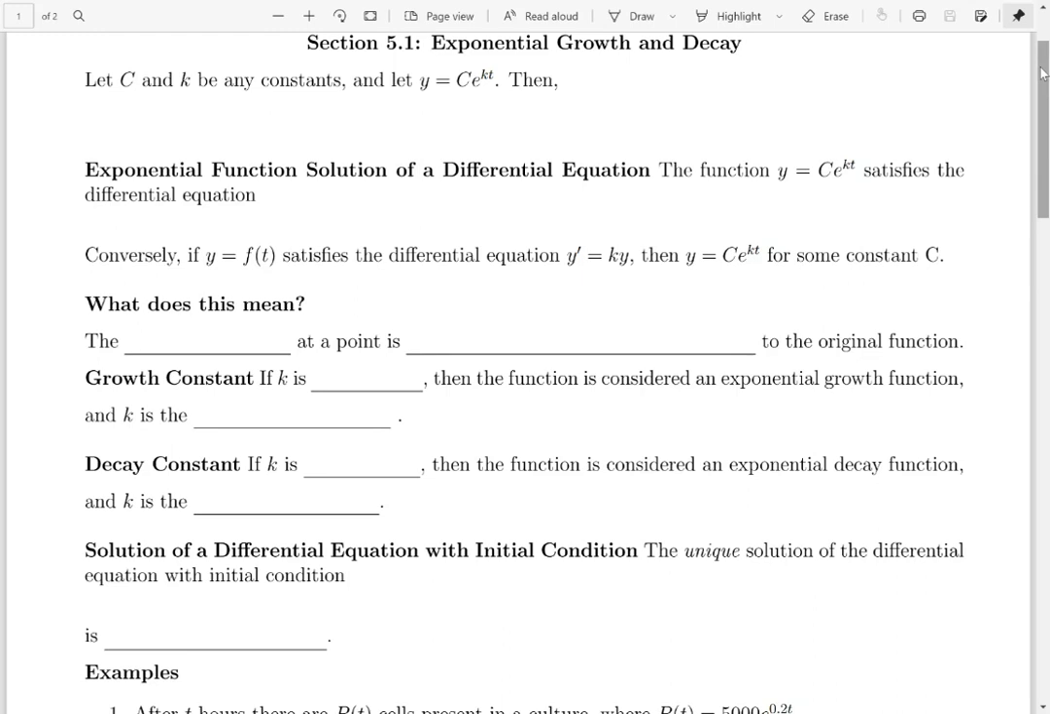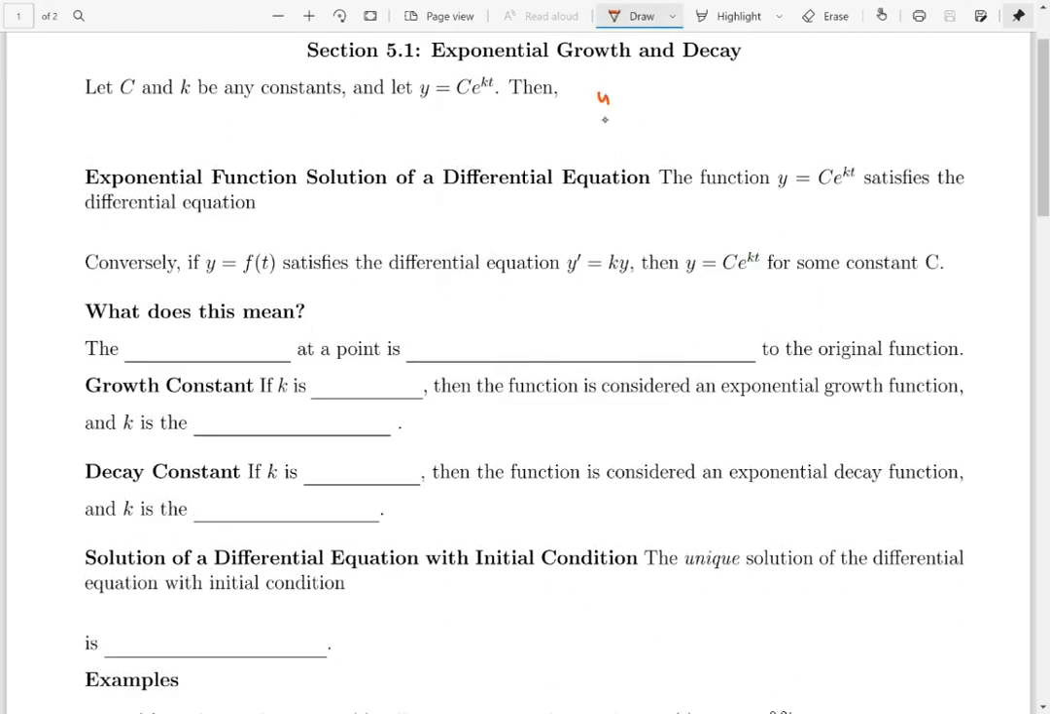Section 5.1, Exponential Growth and Decay. So let's start, and let's just say that we have C and K be constants. They could be the same, they could be different, but just the idea right now is that C and K are constants. And then we're going to say that we have some function y is equal to C e to the kt. Then we want to find what is y prime.